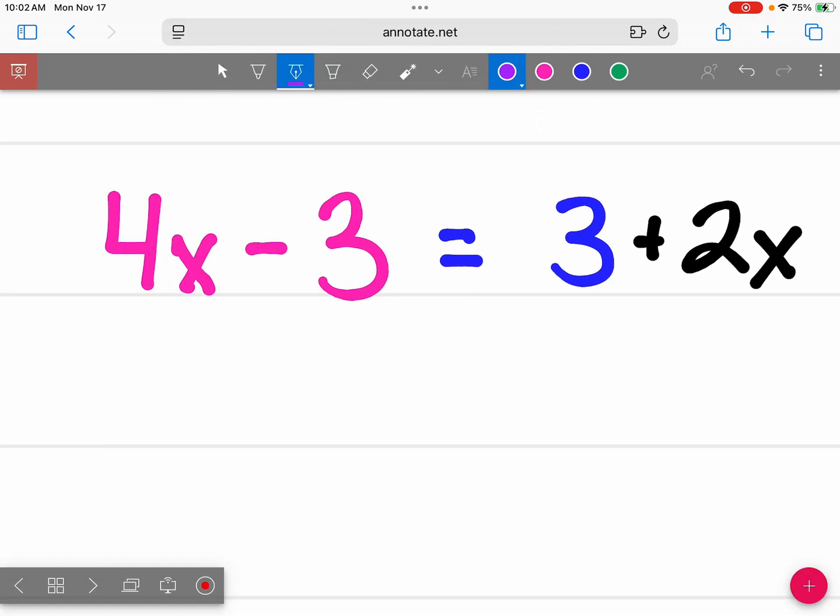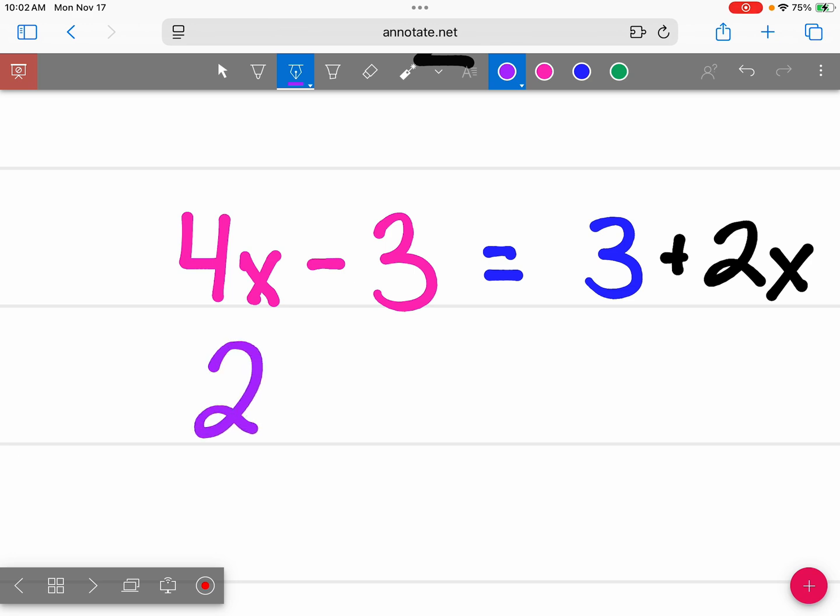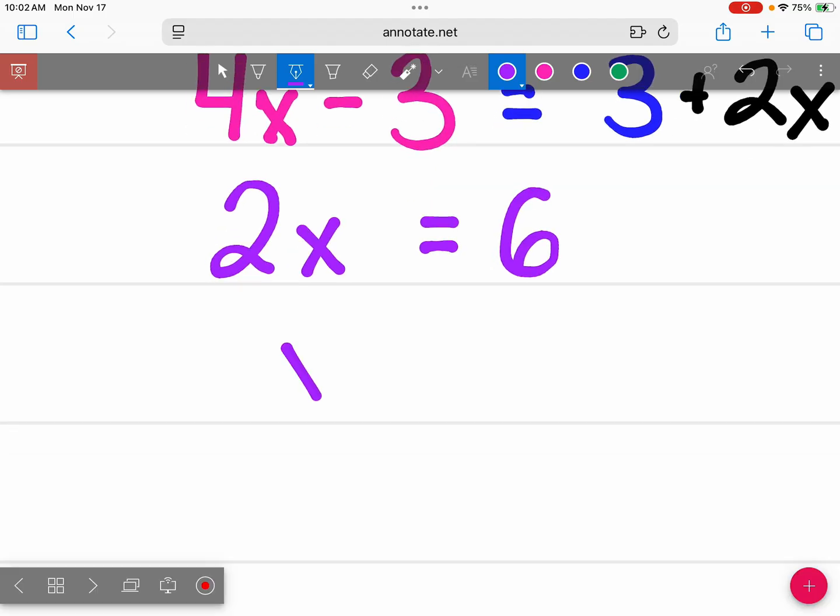More specific. Subtract 2x on both sides, add 3 on both sides. Absolutely valid. So if I subtract 2x on both sides, I get 2x. If I add 3 to both sides, we get 6. So what does x equal?